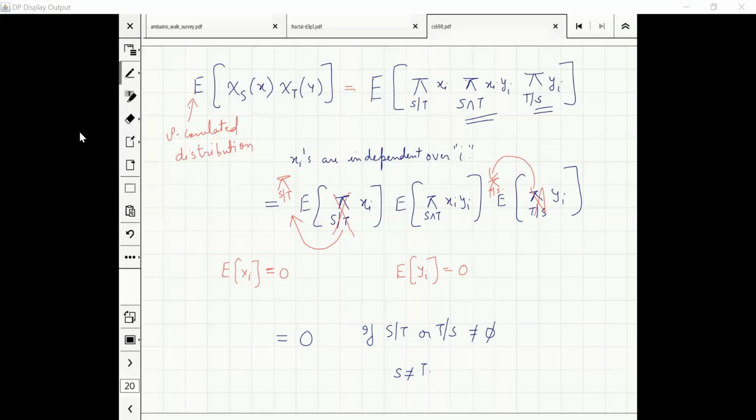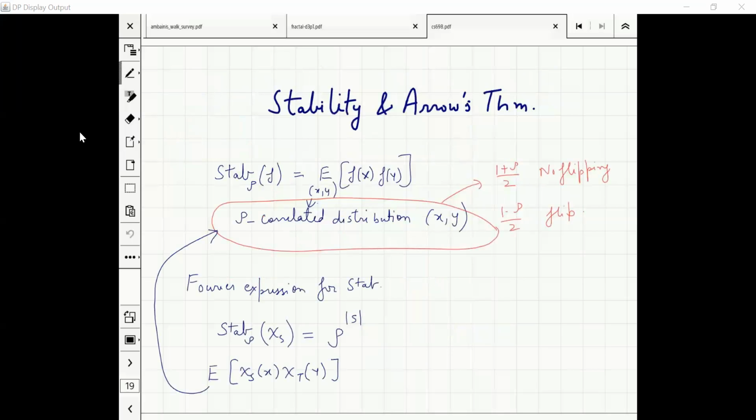This makes our life very simple. Now we can calculate the stability of an arbitrary function. The two things we will remember are: expectation of chi_S(x) chi_T(y), if S is not equal to T, is 0, and expectation of chi_S(x) chi_S(y), the stability of chi_S, is rho to the power of the cardinality of S.